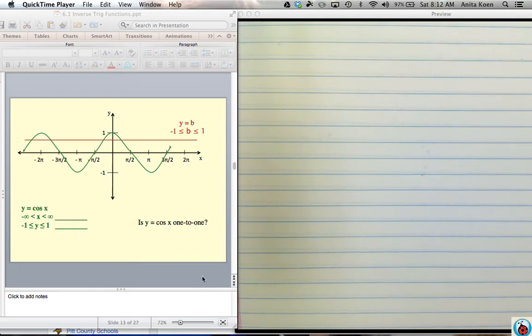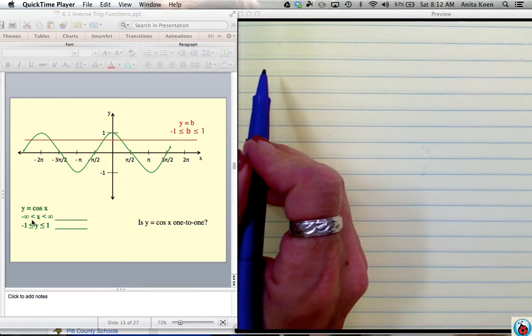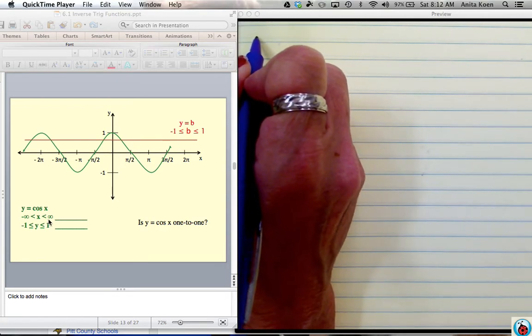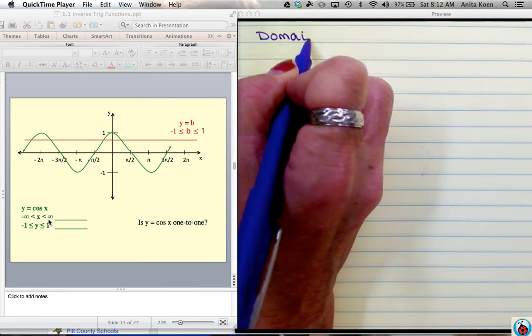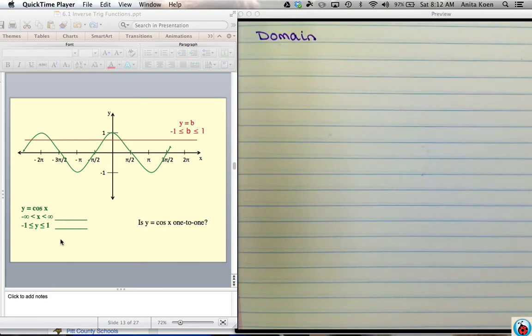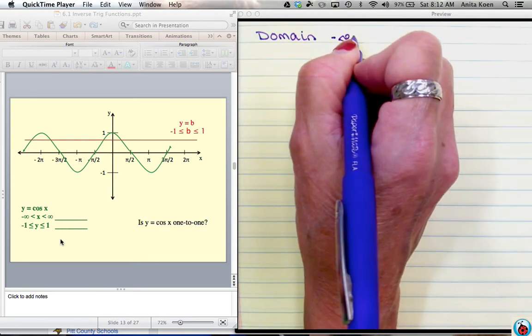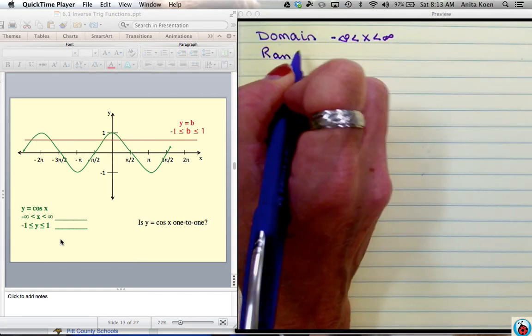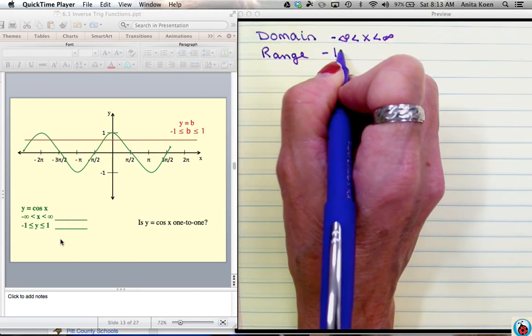Hi everyone. This is a continuation of log page 14, which is on the inverse trig functions, the inverse sine, inverse cosine, and inverse tangent. What you see in front of you here is the cosine function, y equals the cosine of x, and I hope that you will recall that from negative infinity to infinity is the domain of the cosine function. And the range of the cosine function is from -1 to 1 inclusive.